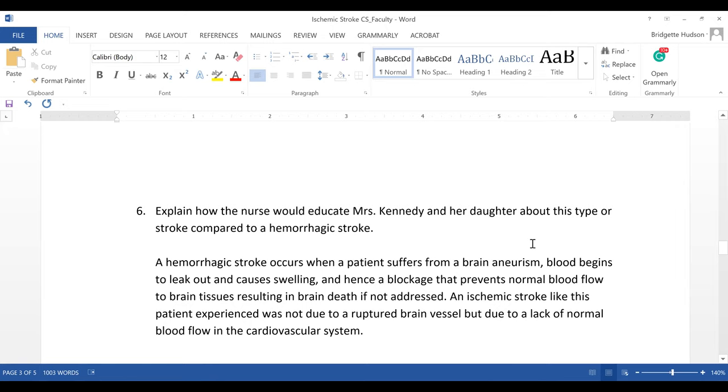So it's a brain aneurysm. Blood begins to leak out and cause swelling, and hence a blockage that prevents normal blood flow to the brain tissues, resulting in brain death. So an ischemic stroke like this patient has was not due to a ruptured brain vessel, but due to a lack of normal blood flow to the brain. And that can also happen where else? The carotid artery? Can that blockage and decreased blood flow happen from the carotid artery having cholesterol buildup or plaque buildup? Yes. Absolutely.